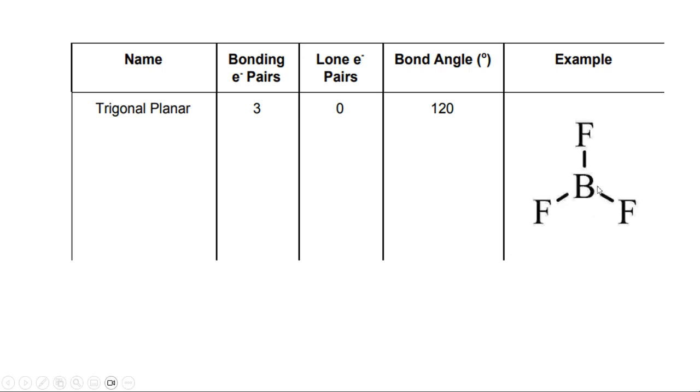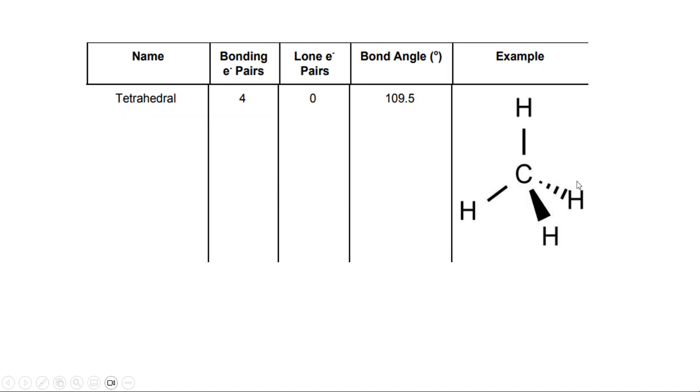The angle between each one is 120. Has no lone pairs. Tetrahedral: this has four bonding pairs, zero lone pairs, and a 109.5 bond angle. And this is an example here.